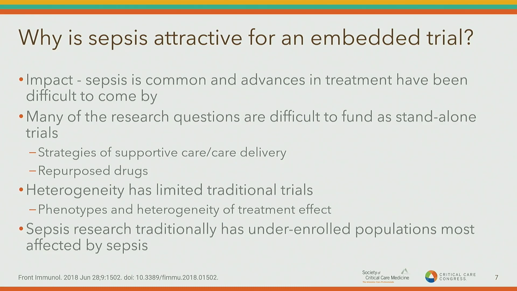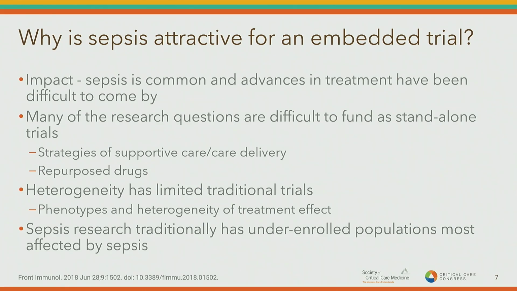And secondly, I would advocate to you that many of the research questions that we think of in terms of how we take care of patients with sepsis are difficult to fund as standalone trials. And those, to me, are questions around systems of care, right? So we've put a lot of work into designing fluid trials for sepsis, and then they don't show any difference in outcome, and we critique the design: oh, well, that's not how care is practiced, that's not what we actually do. So I think strategies of care and supportive care delivery lend themselves very nicely to embedded trials. And obviously this idea of using repurposed drugs as well, not just the latest, greatest R&D agent.